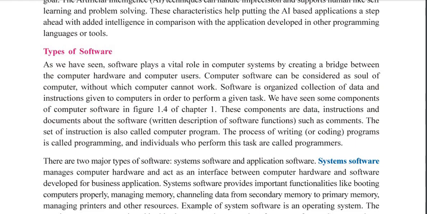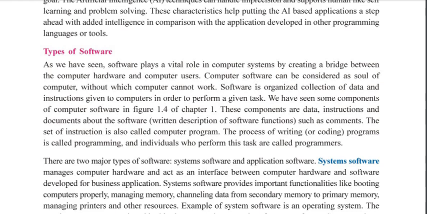These components are data, instructions and the documents about a software, such as commands. The set of instructions is also called a computer program. The process of writing programs is called programming. Now, a set of instructions is called a program. The process of writing a program is programming, and the person who performs this task is called a programmer.